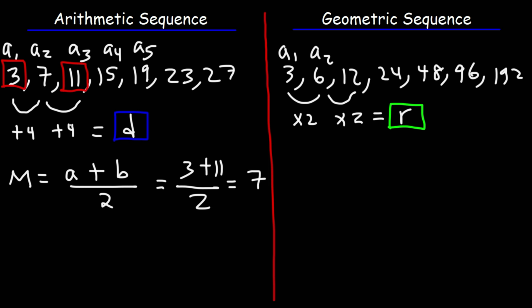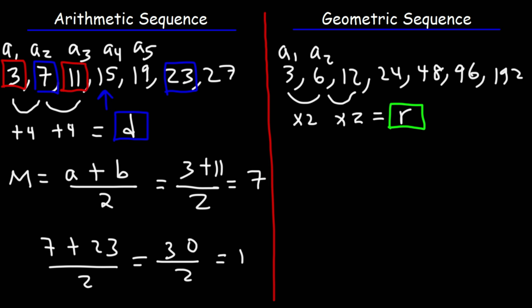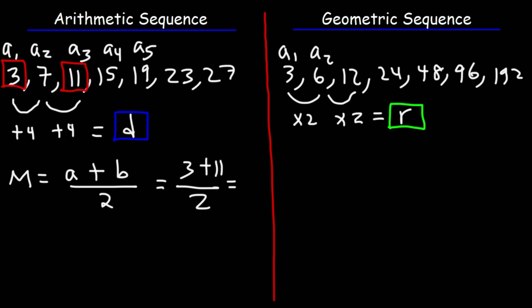Now let's say if we wanted to find the arithmetic mean between 7 and 23. It's going to give us the middle number of that sequence, which is 15. So if you were to add up 7 plus 23 divided by 2, 7 plus 23 is 30. 30 divided by 2 is 15. So that's how you can calculate the arithmetic mean. And that's how you can identify it within an arithmetic sequence.